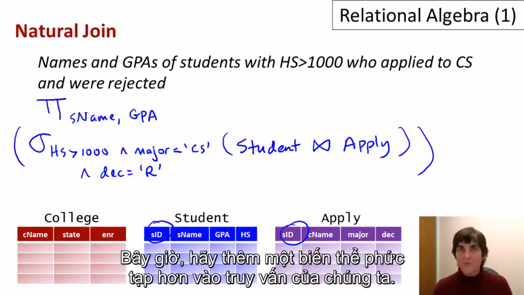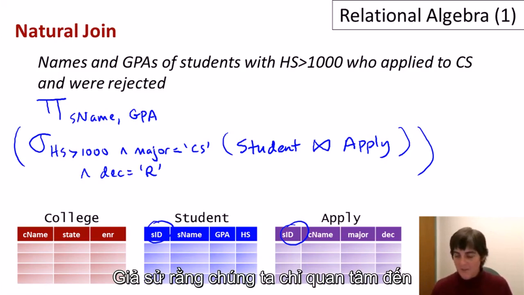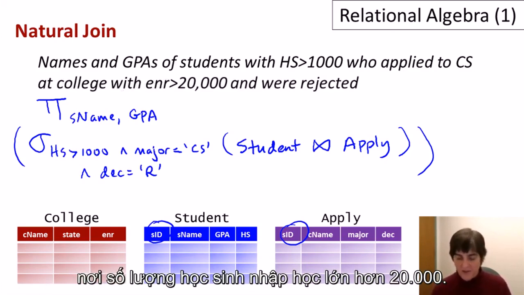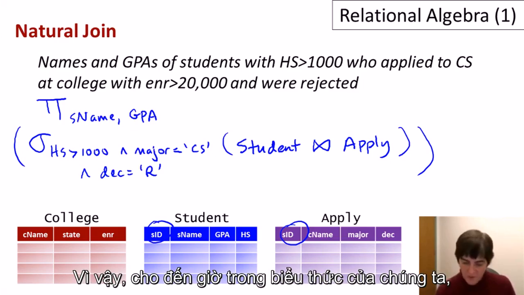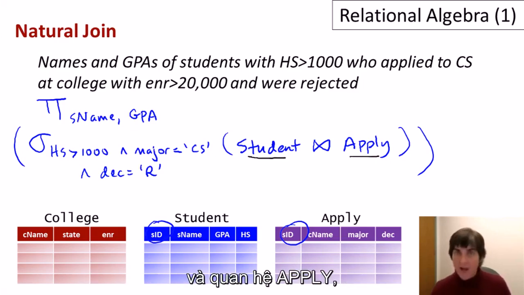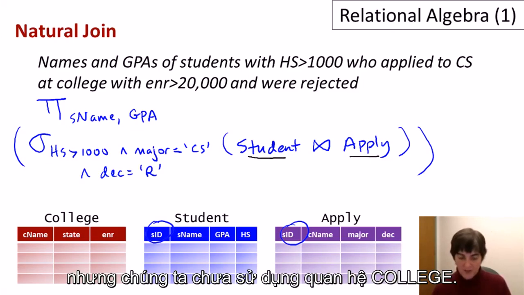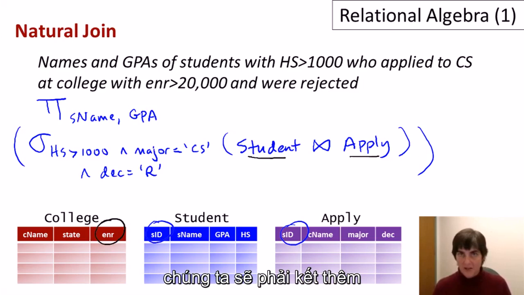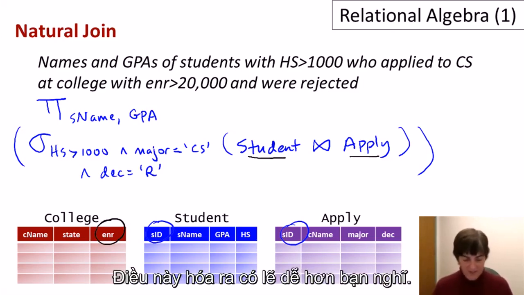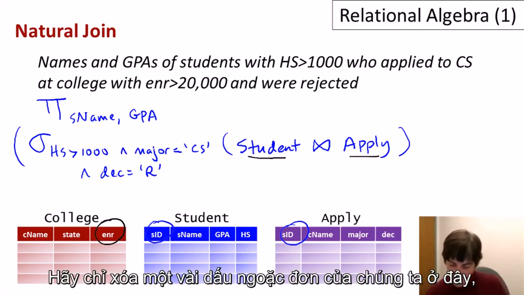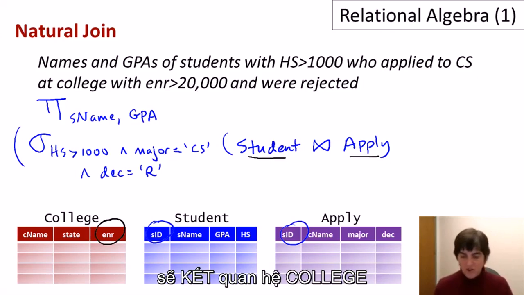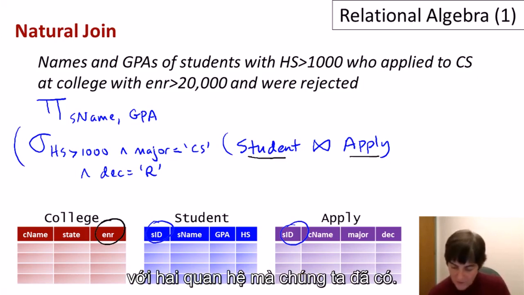Now let's add one more complication to our query. Let's suppose that we're only interested in applications to colleges where the enrollment is greater than 20,000. So far in our expression, we've referred to the student relation and the apply relation, but we haven't used the college relation. But if we want to have a filter on enrollment, we're going to have to bring the college relation into the picture. This turns out to perhaps be easier than you think. Let's just erase a couple of our parentheses here.